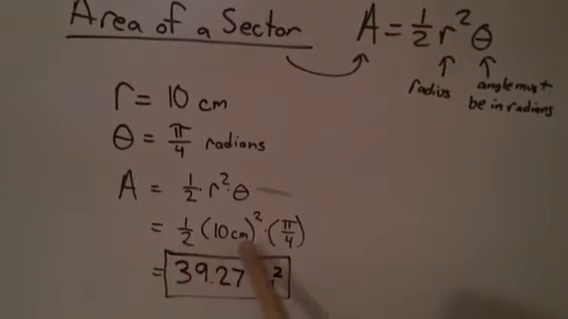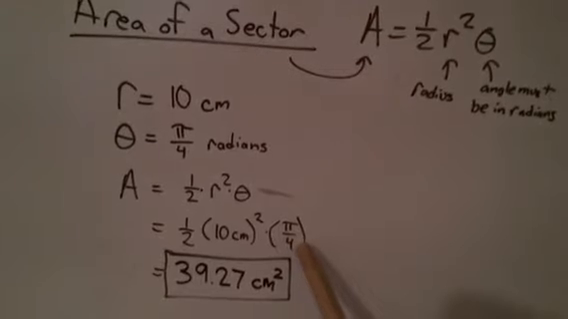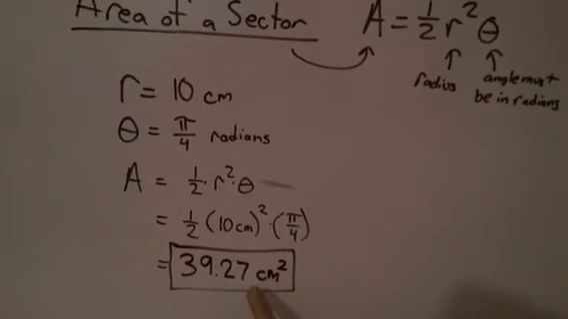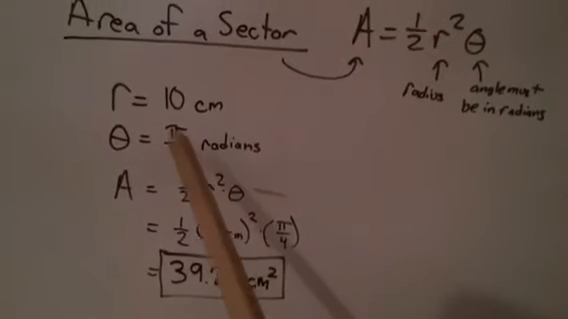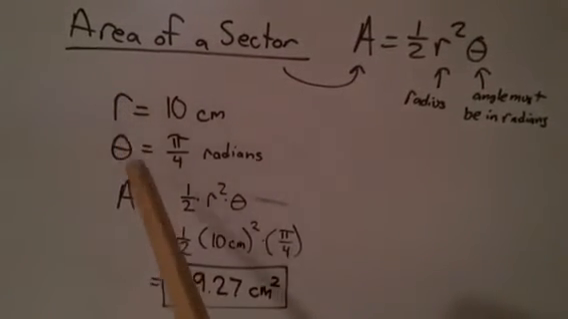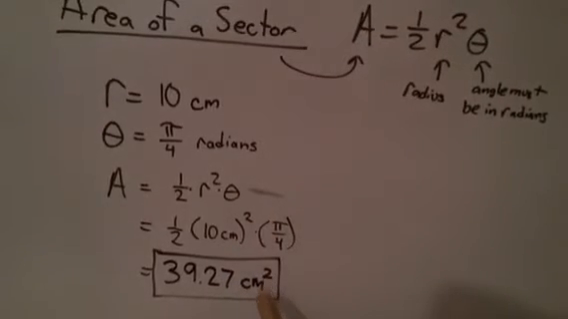And now we perform the calculation. 1/2 times 10 squared times pi over 4. We get 39.27 centimeters squared because we are talking about area. And area has square units, centimeters squared.